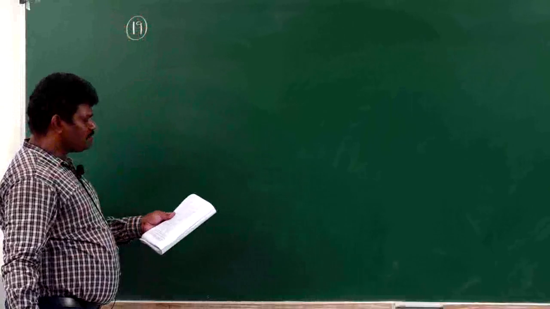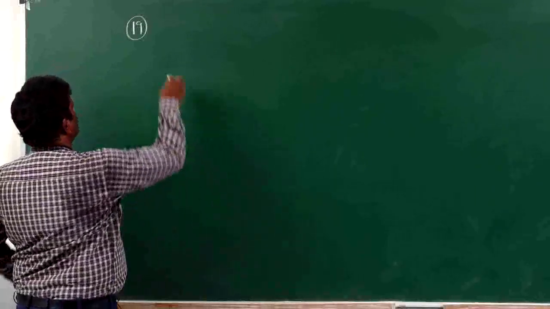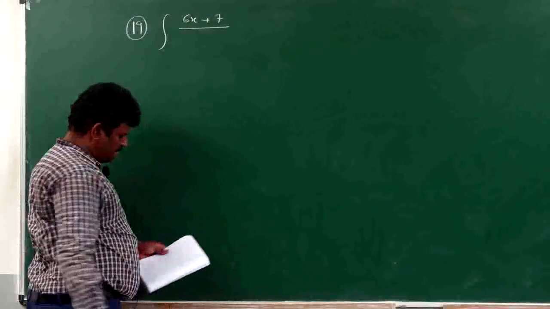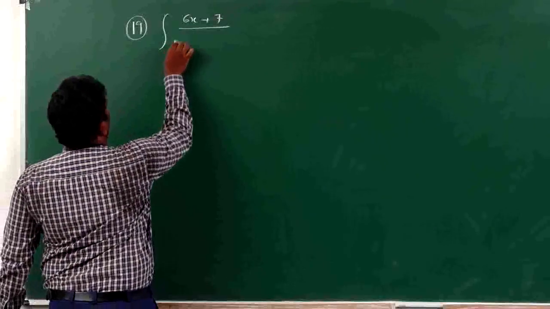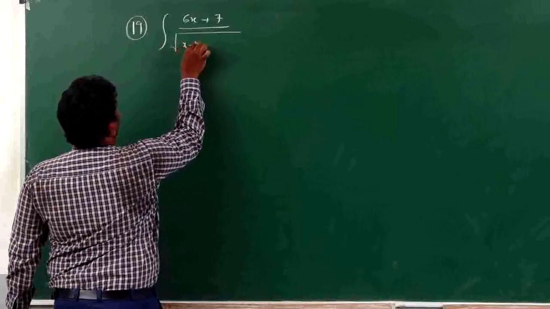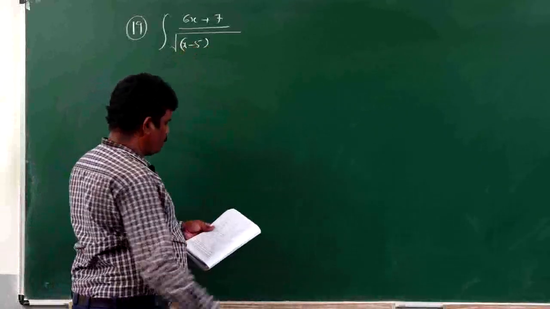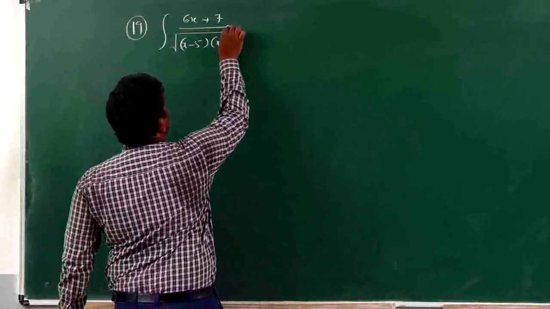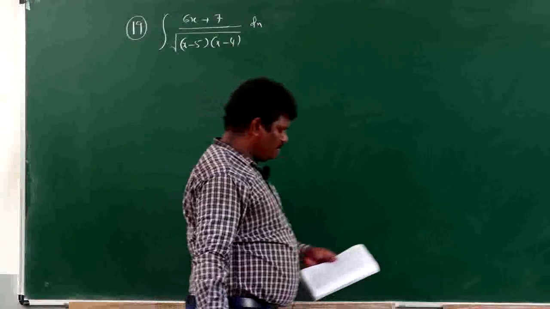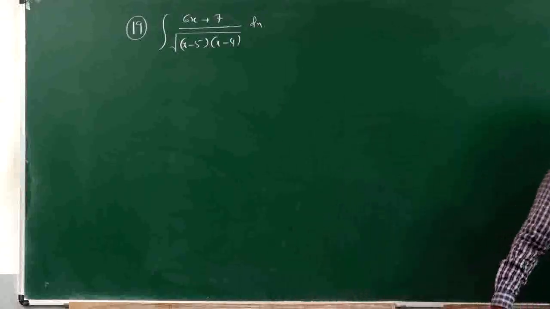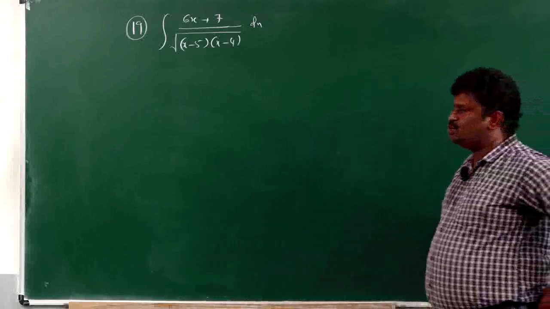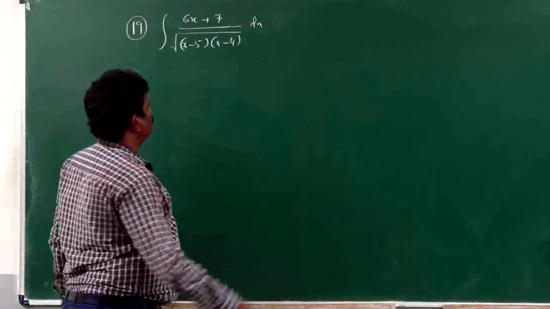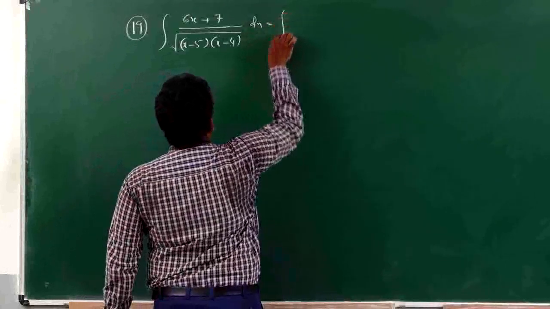So 19th, same model, but here given root. Integral of (6x + 7) by square root of (x - 5)(x - 4) dx. Okay? Integral of (6x + 7) by square root of (x - 5)(x - 4). Now first this simplification, so simplification means we convert it into quadratic form.